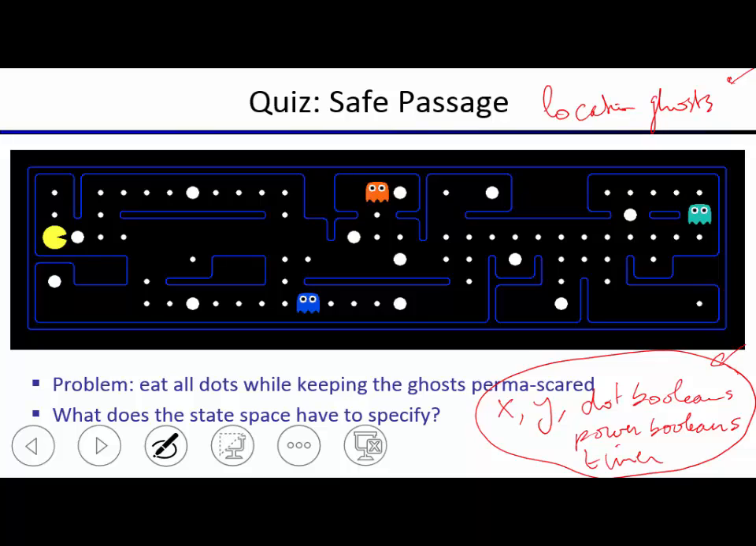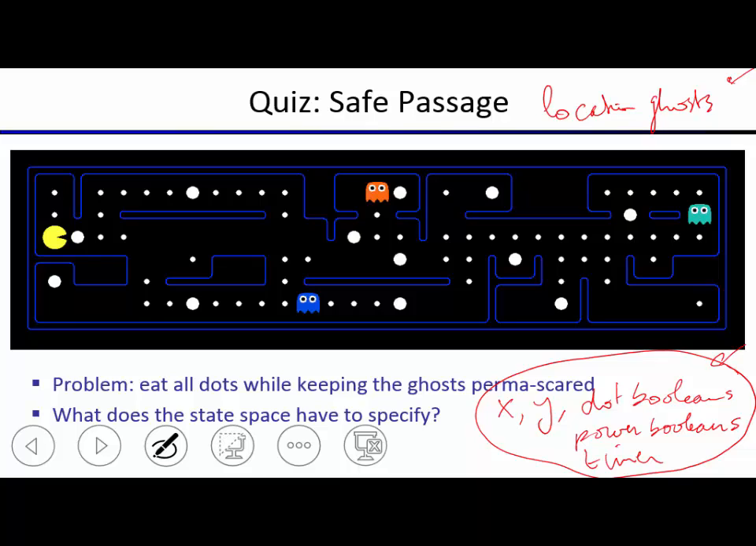Could we make it any smaller? Not clear how we could make it any smaller without losing something that we need to solve the problem. Now, one thing that's interesting here is that keeping the ghost scared sounds like a goal, right? It's like one of our goals is to keep the ghost scared, but it's actually not part of our goal test. It's encoded in our state space and in our successor function, right?